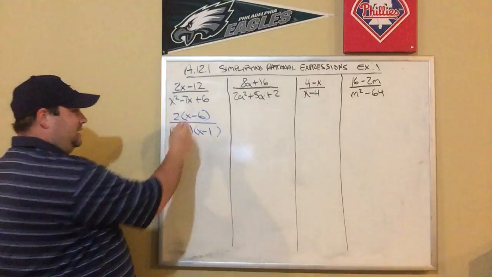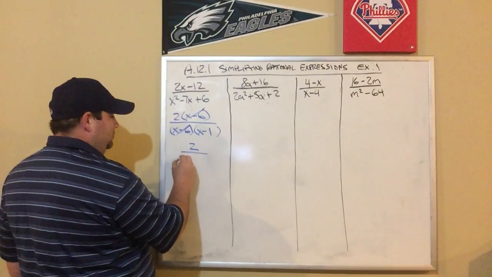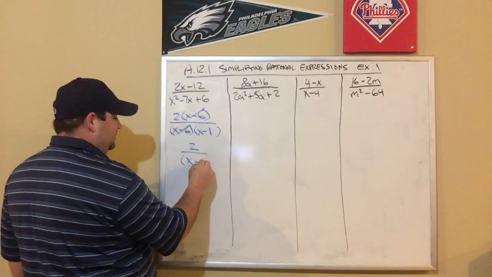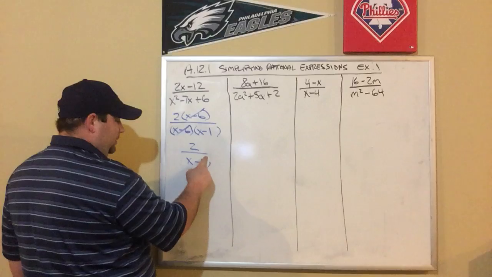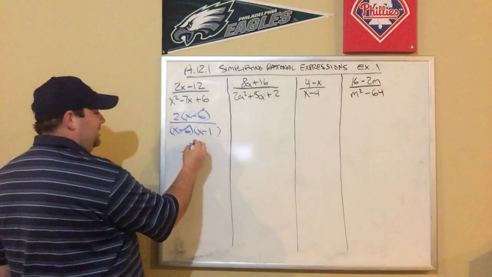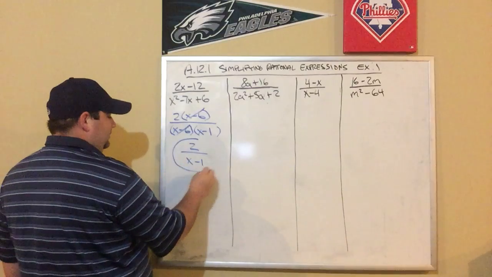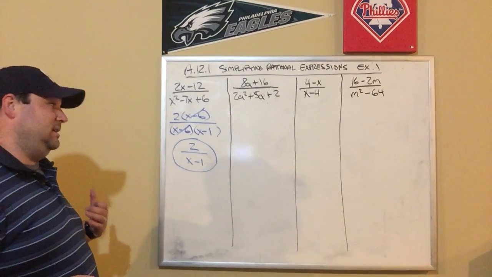And now you can see, I can cancel the x minus 6's. So I end up with 2 over x minus 1. Now, I don't need those parentheses anymore, because it's the only thing on the bottom. It's the only binomial on the bottom, so that can just stay without the parentheses. So my answer, 2 over x minus 1.